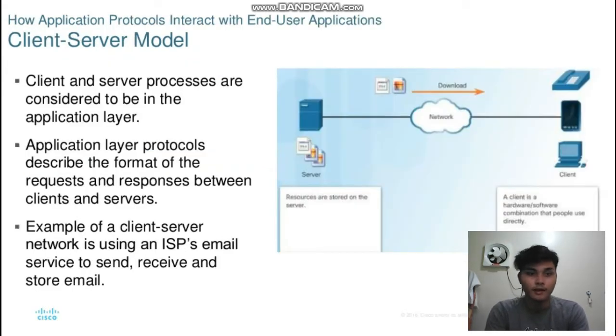So we have here a client-server model. As you can see, we have a server and a client, and we have a network. Client and server processes are considered to be in the application layer. Application layer protocols describe the format of the requests and responses between client and server. An example is a client-server network using an ISP email service to send, receive, and store email. As you can see in the figure, we have the server and then the client. Resources are stored in the server, and the client is a hardware and software combination that people use directly.